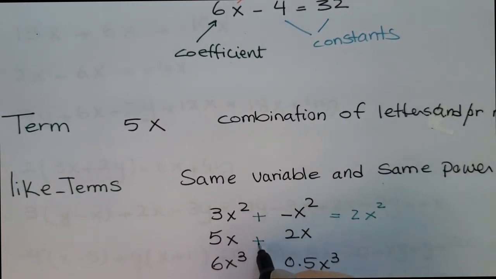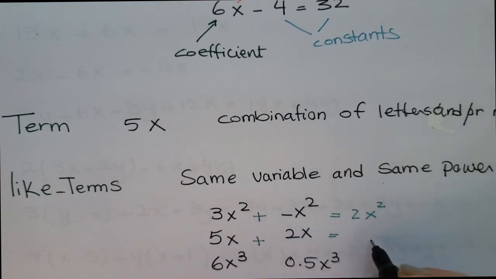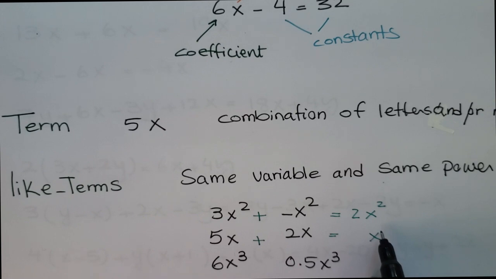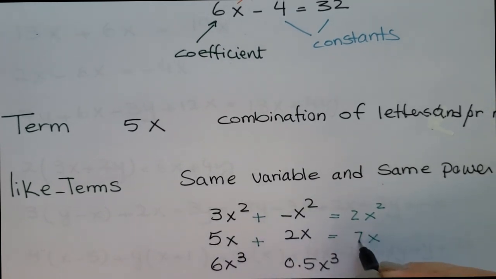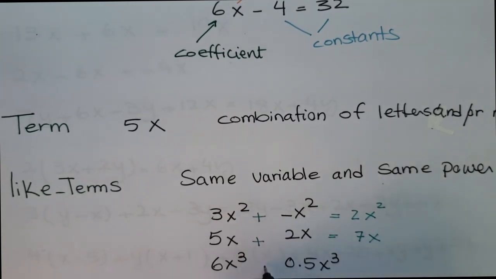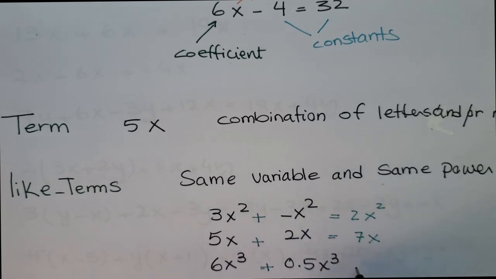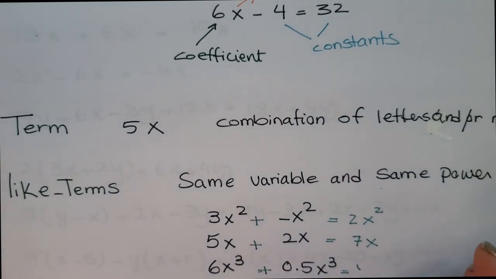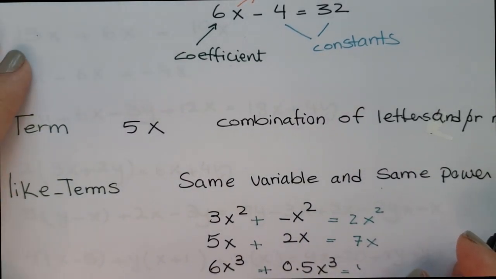Another example, 5x plus 2x. So the letter is written down, the exponent is 1, it doesn't change. 5 and 2 are 7. So you can see the letter and the power of the letter doesn't change, but the coefficients are either added or subtracted. Another example, 6 plus 0.5, which would be equal to 6.5 or 13 over 2, 6.5.